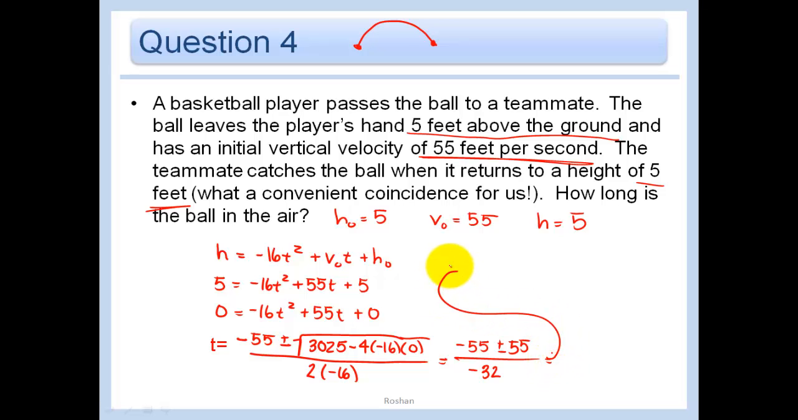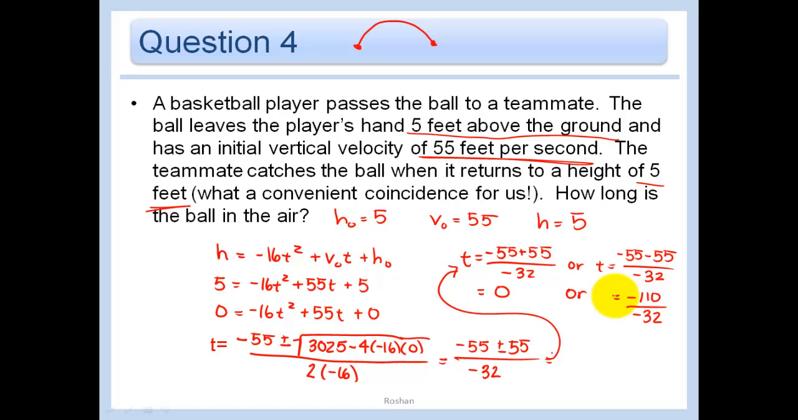I'm just going to go up here, actually. So I have t equals negative 55 plus 55 all over negative 32, or t equals negative 55 minus 55 all over negative 32. And so this is just going to be 0, or this is going to be negative 110 over negative 32, which equals 3.4375. And these are both in seconds.